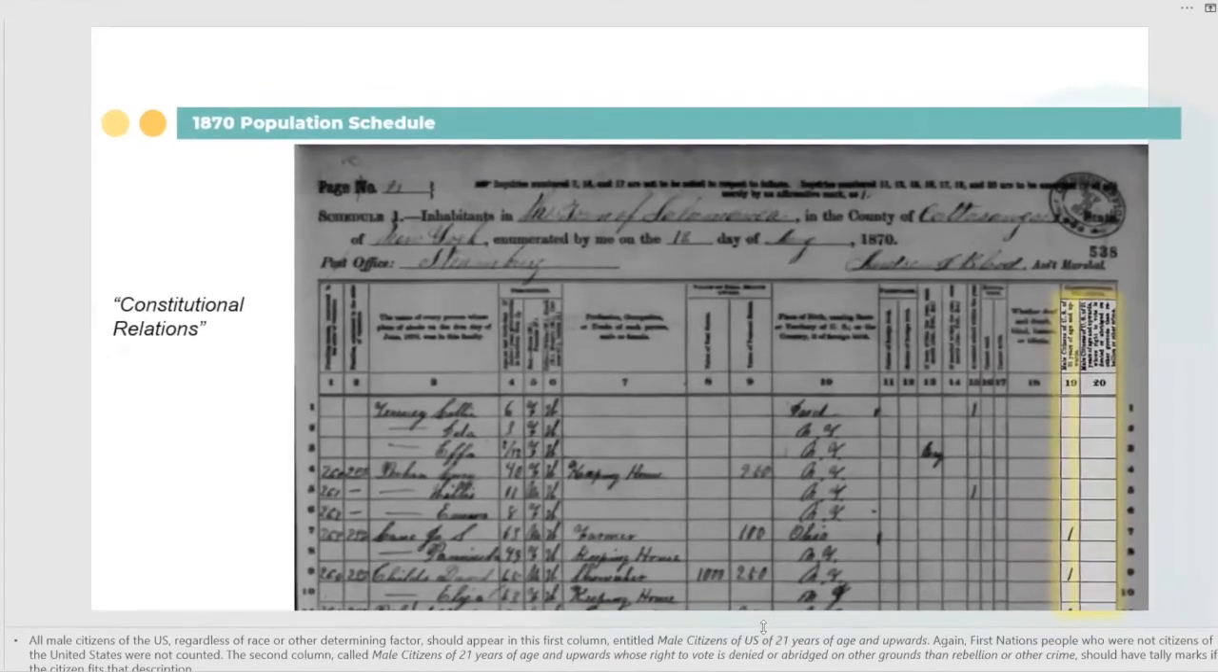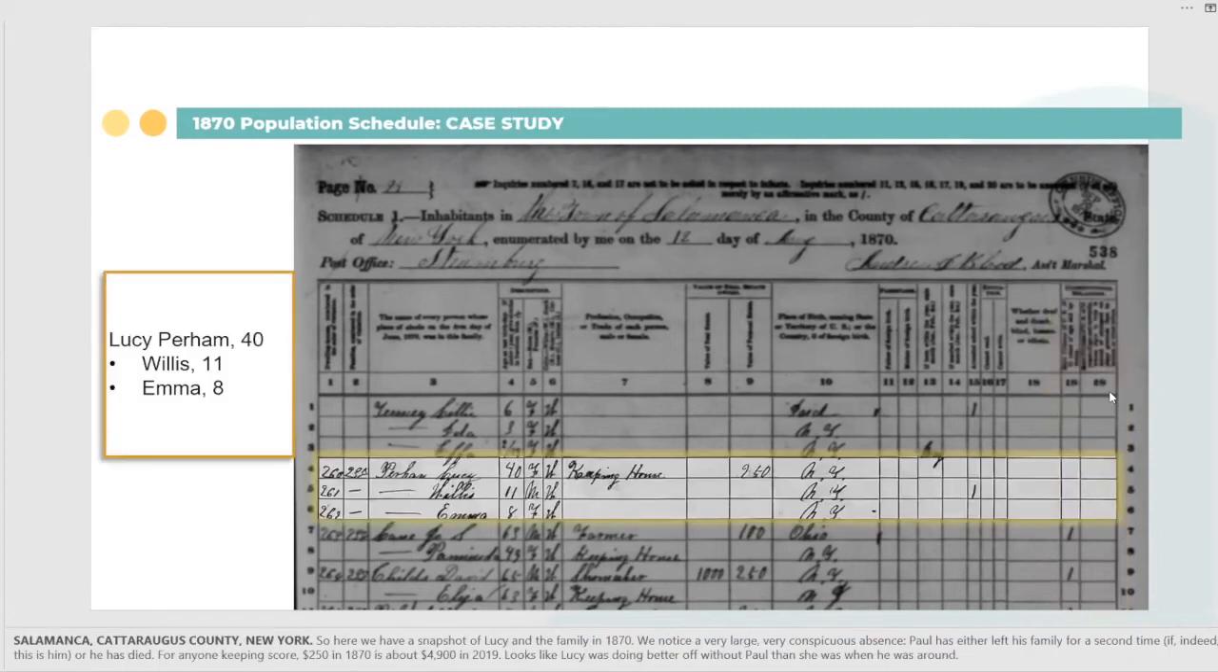And you may see a lot of marks in that column, and you may not. You can see here, we don't have any of that issue in this particular excerpt of the census. But again, this is one of those things that can really give you a hint as to the political environment of your ancestors at the time.